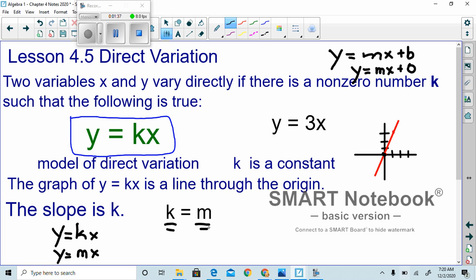Slope, I kept saying, was a constant. K is a constant. Therefore, this is one and the same. The uniqueness about this is that this model will always pass through the origin. So when you go to graph this, that's where your first point will go. Let's explore a couple of examples.